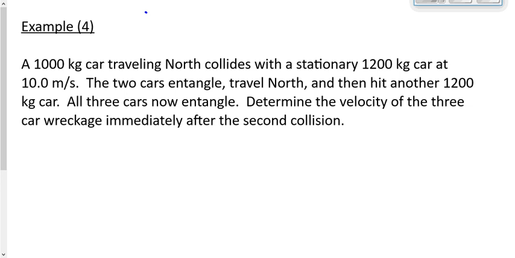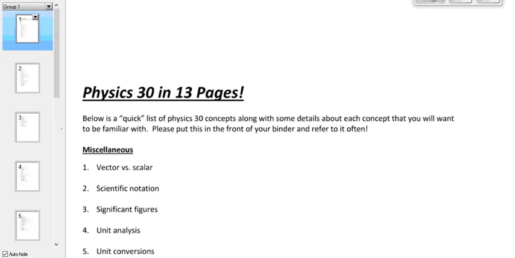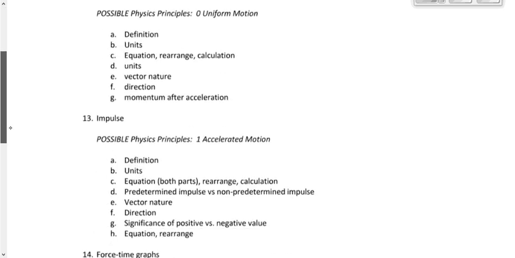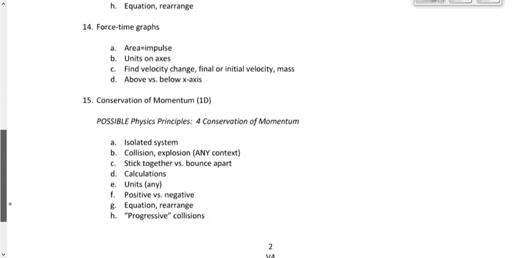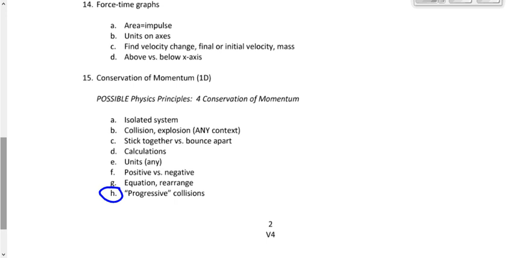Let's do one more example. This is example number 4, and this relates to, if you took a look at your Physics 30 and 13 pages document, physics principle number 15H. Call it a progressive collision.